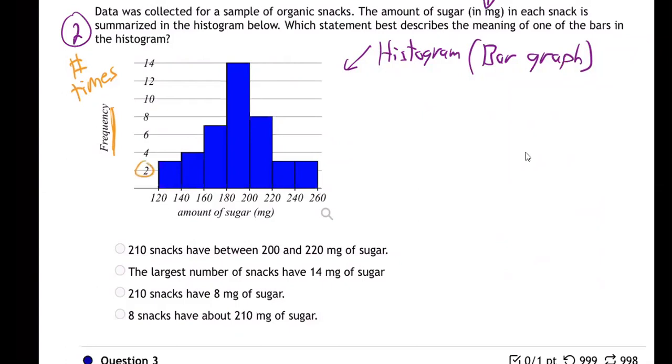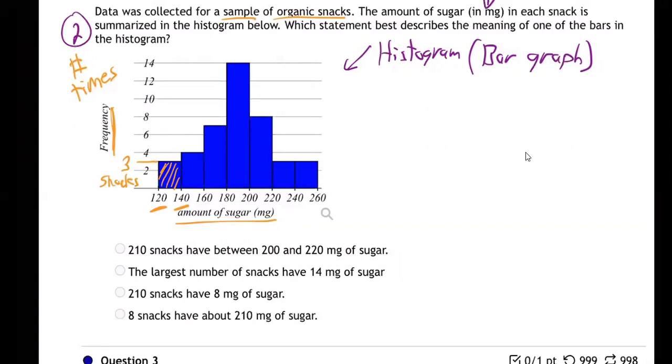this is 2 right here, so this must be 3. Let me be clear what that bar right there means. That means that there are 3 snacks among all the snacks. This is a sample of organic snacks. So 3 of the organic snacks have between 120 and 140 milligrams of sugar. They're the lowest sugar snacks in this group of snacks we're looking at, right? You see what that's saying?